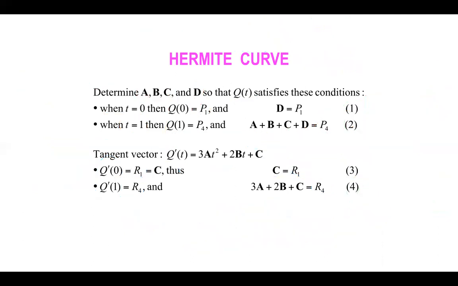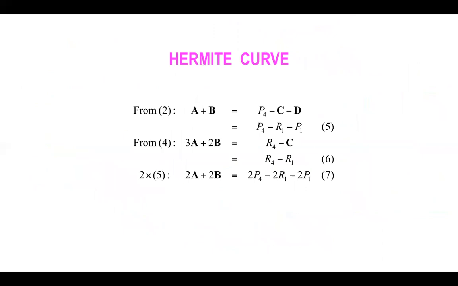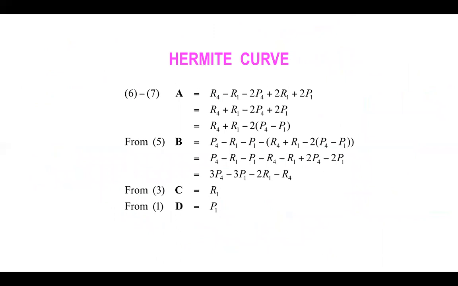Okay, so when we solve, from equation 2 we can get a plus b, and then we can come up with the result. I'm not going into detail of solving the system of equations. I will go to the result. That is a is equal to this. You can see that it can be written in terms of P1, P4, R1, and R4. And b is this. c is the tangent vector. d is the first endpoint of the Hermite curve.